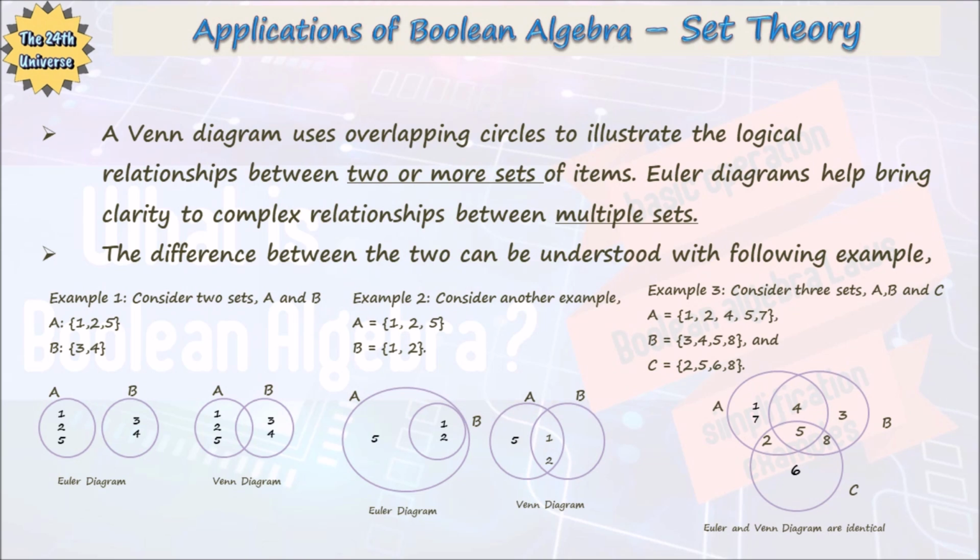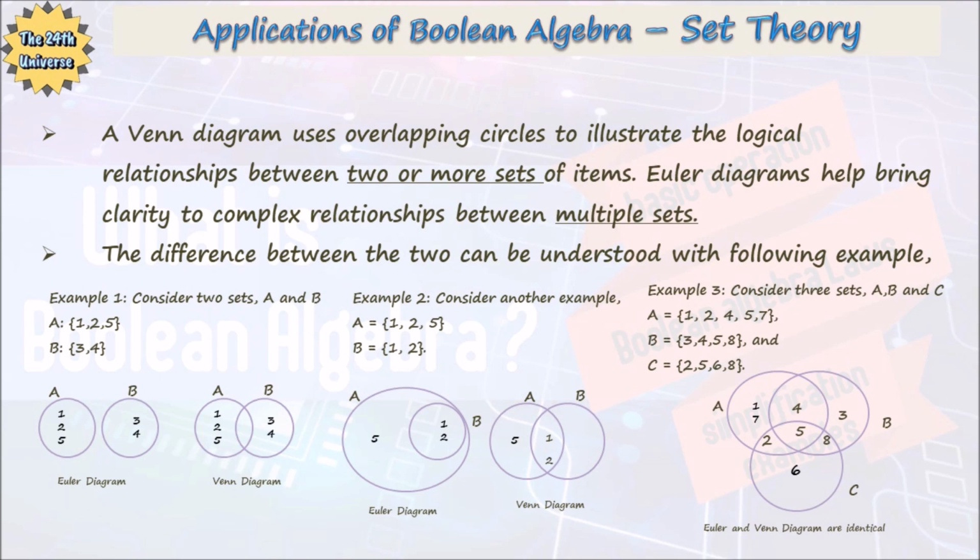Consider another example. Set A is equal to 1 to 5 and set B is equal to 1, 2. The sets have numbers 1, 2 in common. The Euler diagram on the left visualizes the relationship between these sets with circles that include each other, while the Venn diagram on the right shows again intersecting circles with an empty region, B that is not A, at the right.